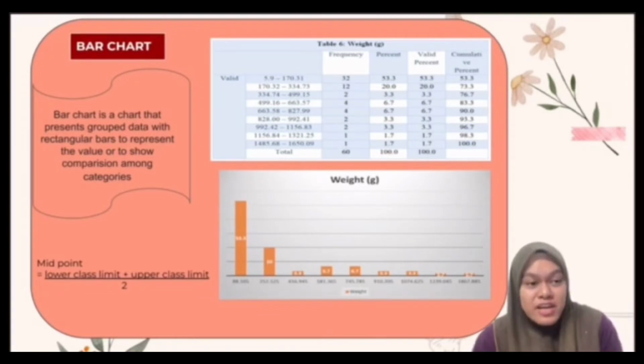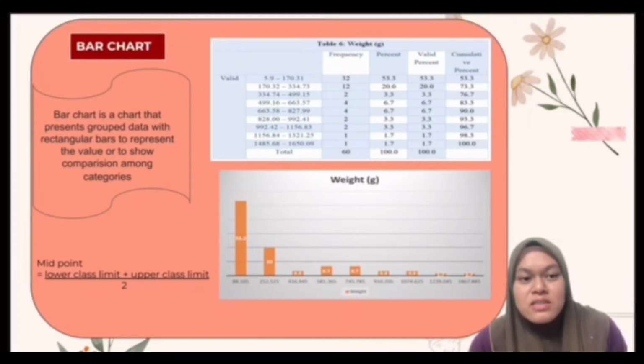A bar chart is a chart that presents grouped data with rectangular bars to represent the values or to show comparison among the categories. The vertical scale measures the frequency of weight, and the horizontal scale is the midpoint of the data value. To find the midpoint, we add the lower class limit and the upper class limit, divided by 2.